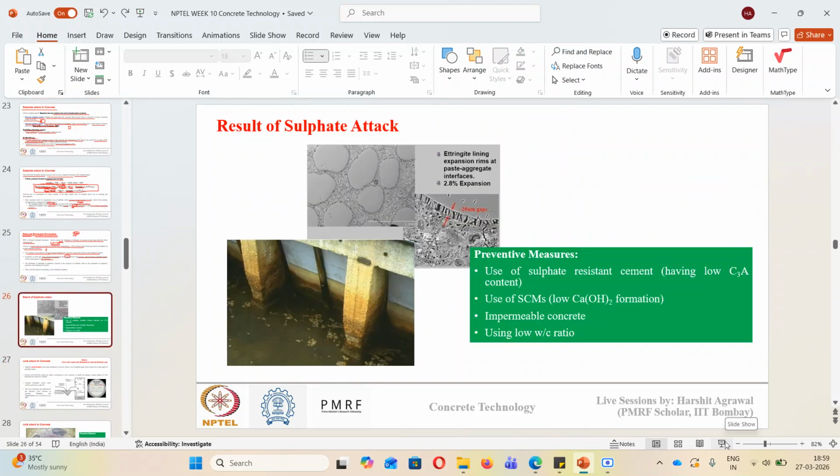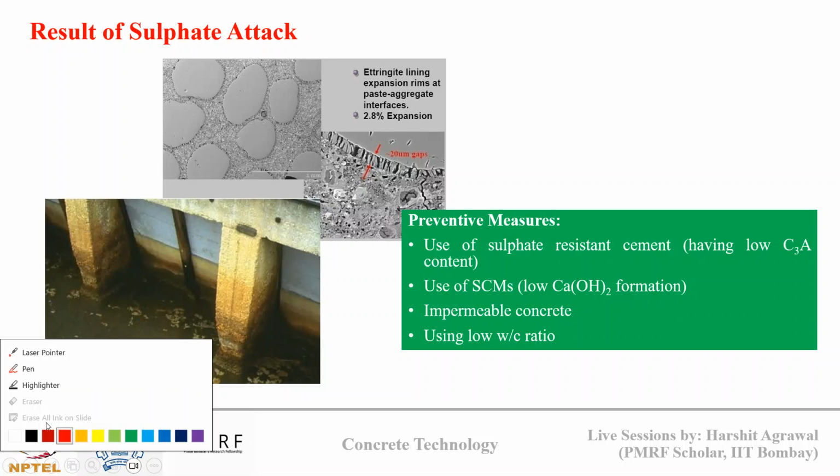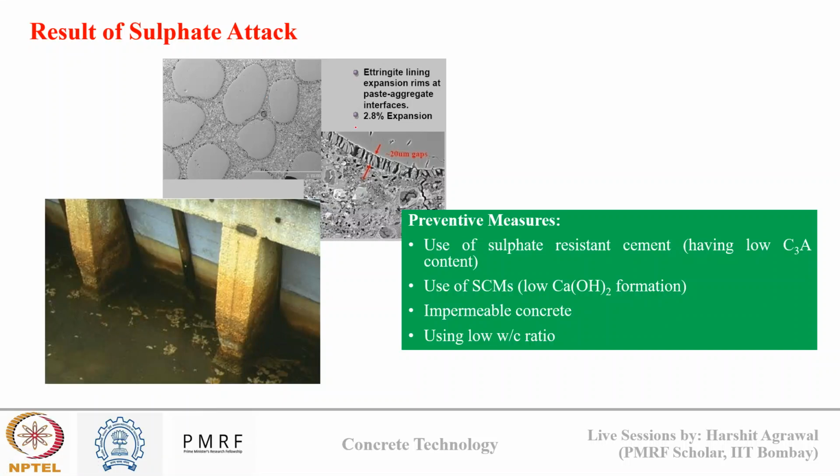Now, what is the effect of sulfate attack? You can see on this slide. The first image shows the cement aggregate interface, where there is an ettringite lining present. You can see here, this is a microscopic image, and there is an ettringite lining present at the cement aggregate interface. This has resulted in 2.8% expansion due to delayed ettringite reaction.